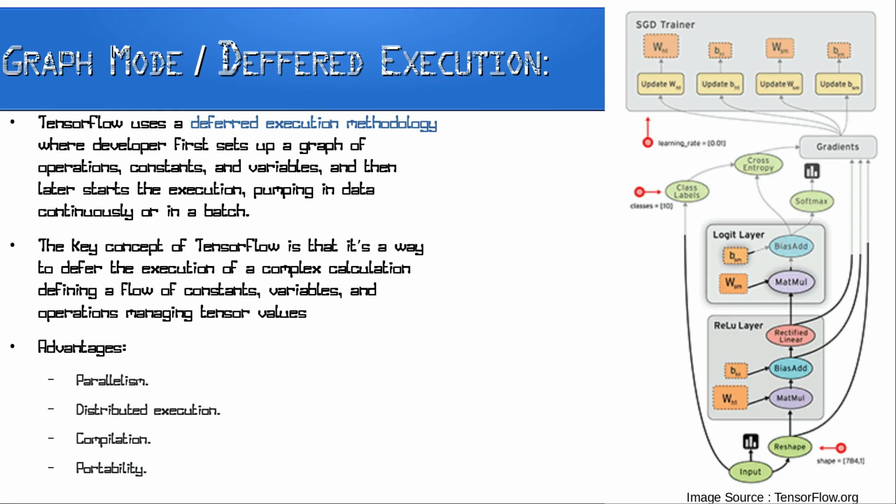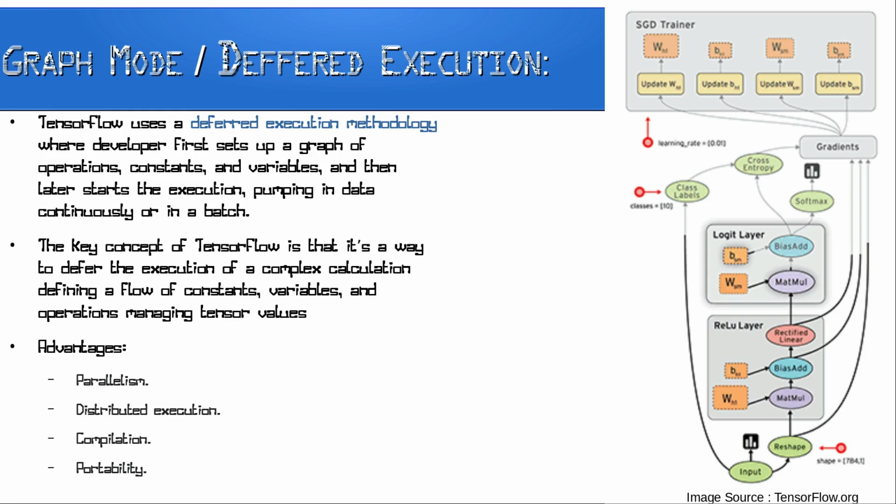TensorFlow uses a deferred execution methodology where the developer first sets up a graph of operations, constants and variables, then later starts the execution, pumping in data continuously or in a batch. The key concept of TensorFlow is that it's a way to defer the execution of a complex calculation, defining a flow of constants, variables and operations, managing tensor values. So you can see in the computational graph figure how the tensors flow from one point to the other across the computational graph. Data flow has several advantages that TensorFlow leverages when executing the programs. Point number 1, parallelism.